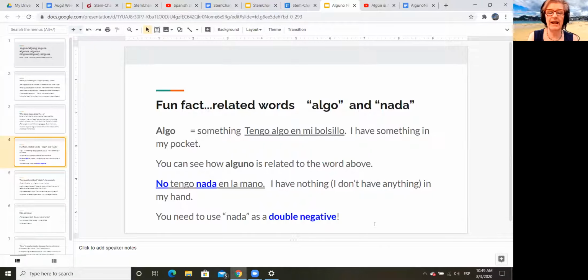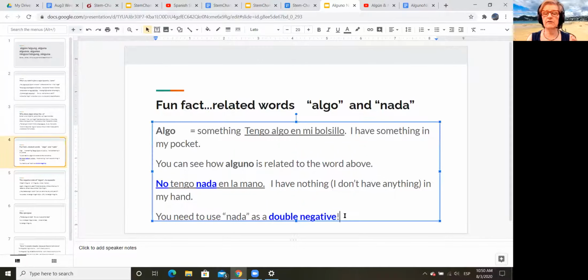No tengo nada en la mano. You need to use nada as a double negative, meaning we need to have that word no in front of the verb, tengo, and then we follow up with nada. No tengo nada en la mano. Many negatives in Spanish need to be double negatives. In English, that's a big no-no. In Spanish, it is a big you must do it.